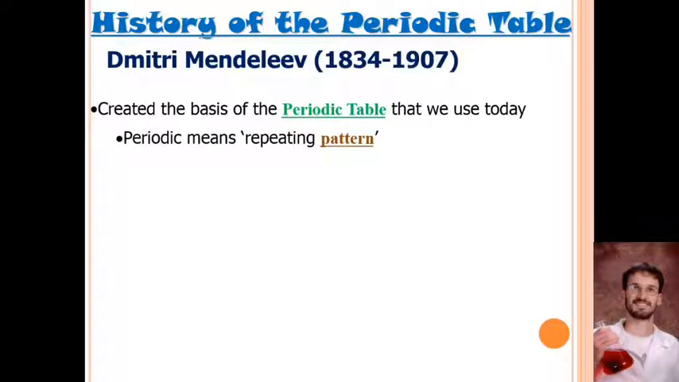And he is the person who put together the elements in the order, well, I'm not going to say he put them in the order that we use today, but he is the first person to recognize the patterns in those 60 elements. And we call it the periodic table because the word periodic means that there is a repeating pattern.